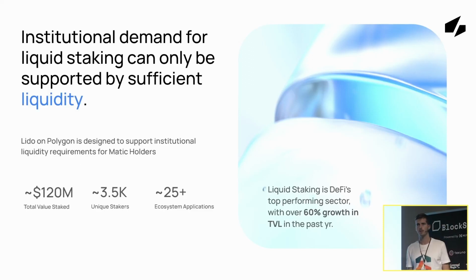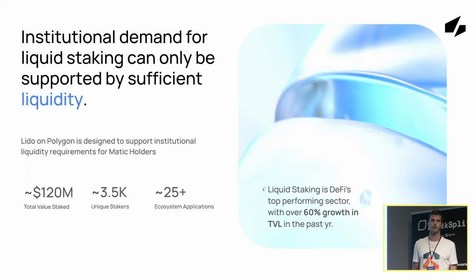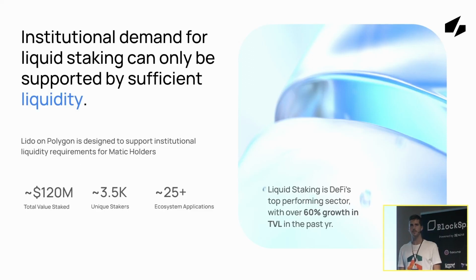Currently we have around 120 million dollars staked into Lido on Polygon, which is quite a good number, especially in the current bearish markets. We have 3.5 thousand unique addresses that deposited to Lido on Polygon, and we are pretty much covering the entire Polygon DeFi ecosystem.